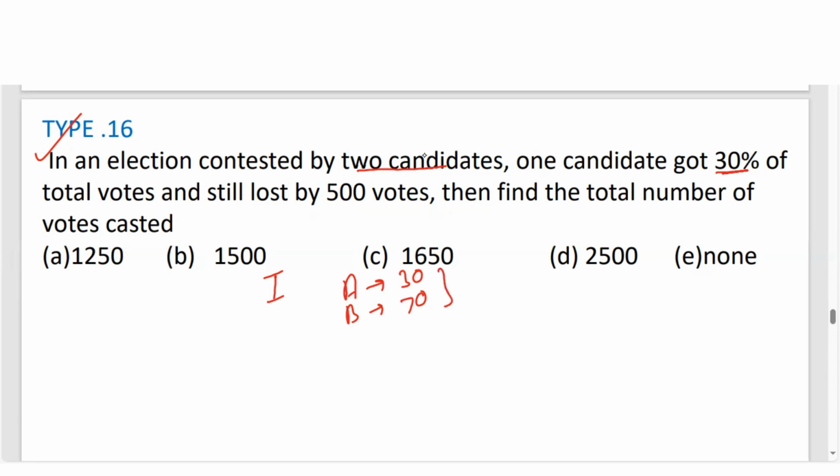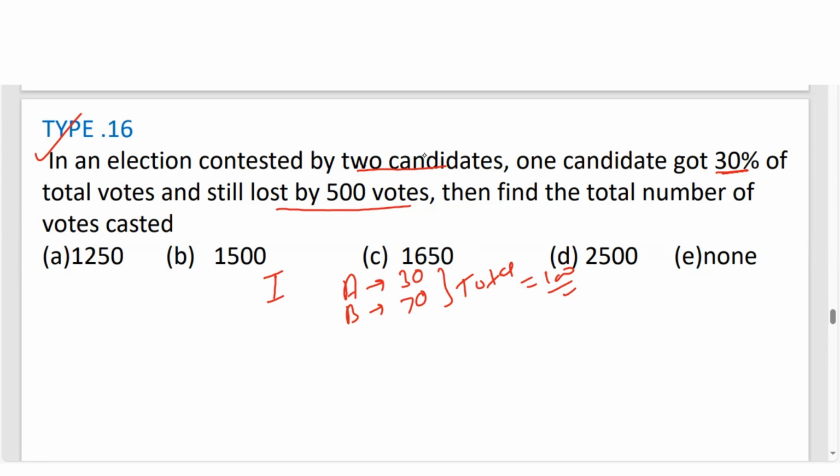And here the total vote is 100, right? Now my question is that he lost by 500 votes. That means those who got more votes, that is 70, and the other got fewer votes, 30. So how much did he lose by? That is 70 minus 30. He lost by 40 votes. So the difference is 40.